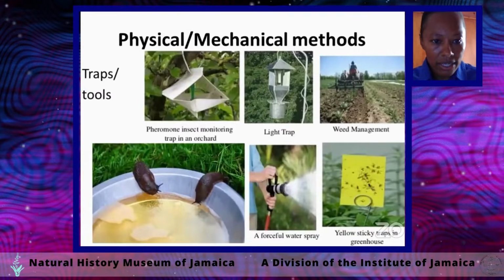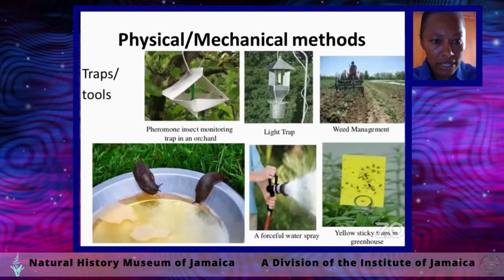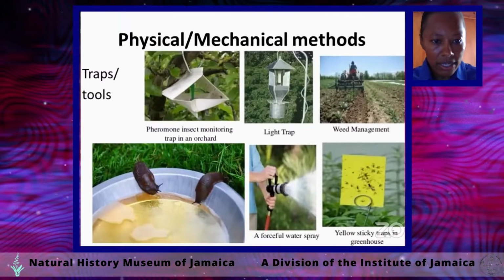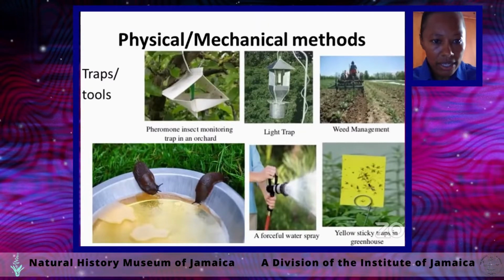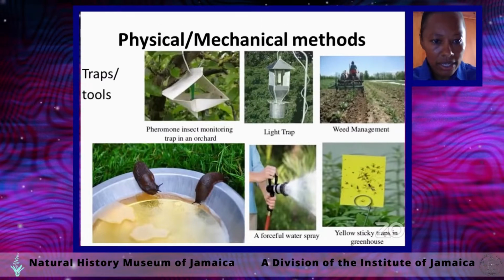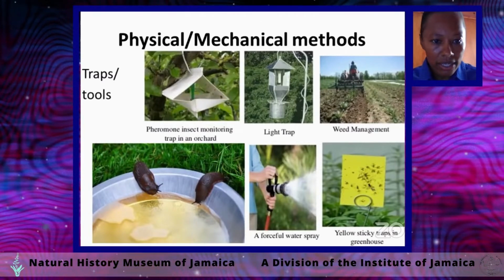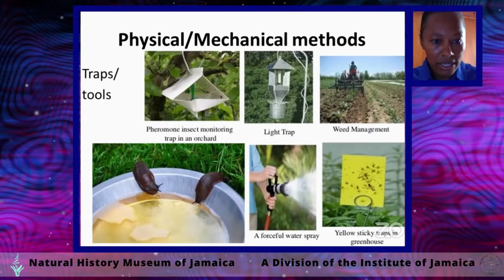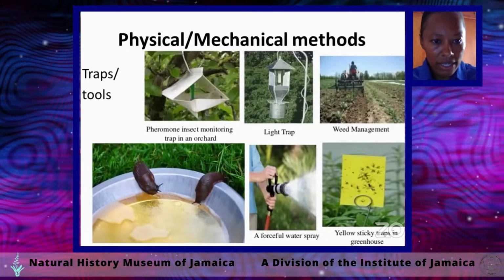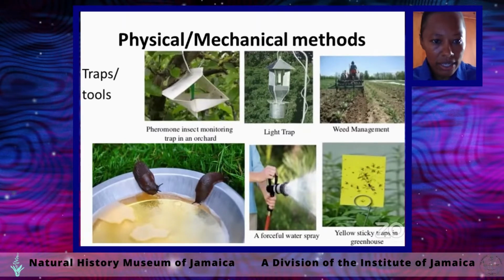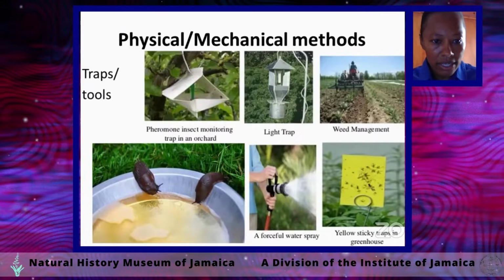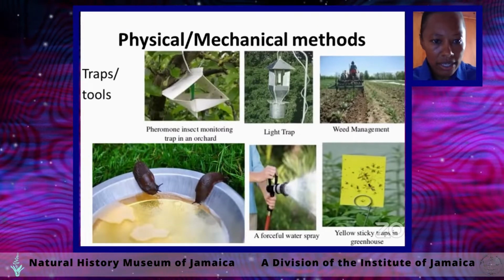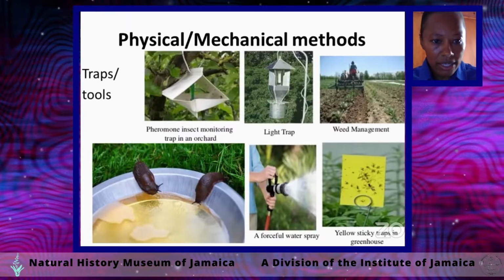All right, so going through the different strategies that are involved in integrated pest management, we're looking at the physical and the mechanical methods. And this is where you use traps, tools, equipment, and machinery to target pests. Now, traps like your pheromone traps, your light traps, your yellow sticky traps, and baits are all traps that we use to target different species of pests, right?